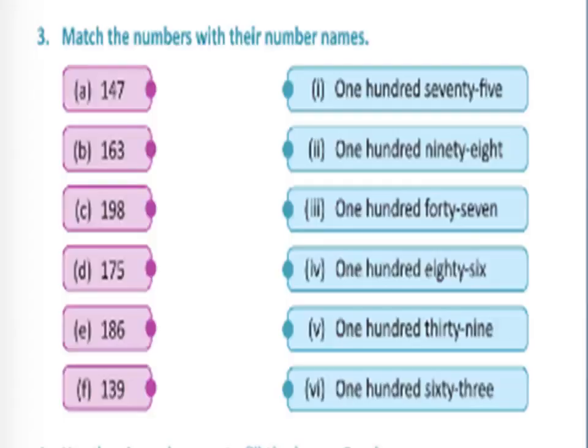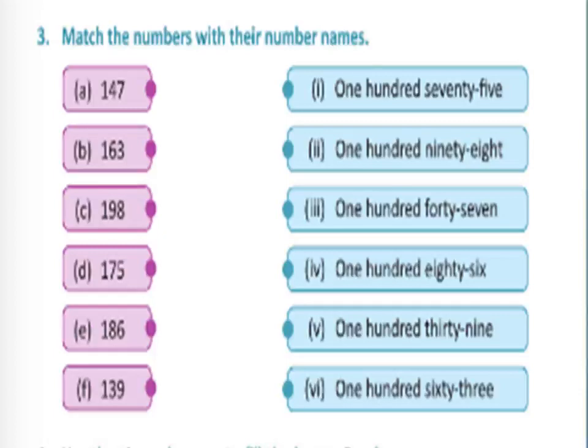Third question is: match the numbers with their number names. In the first column, numbers are given. In the second one, number names are given. So you have to see the number first, then the number name. Match the number with the number names.